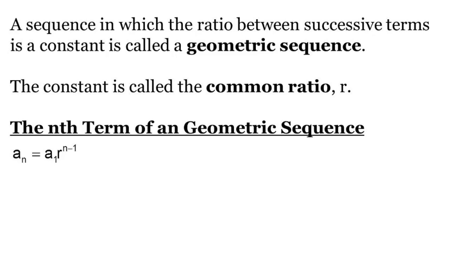The equation to find the nth term of a geometric sequence is a sub n equals a1 times r to the n minus 1 power. So you can use this formula to find any specific term within a sequence, or if you have a first term and some subsequent term later on in the sequence, you could solve for the common ratio as well.